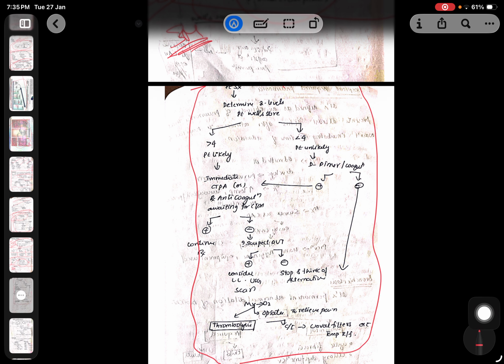So first you have to do the Wells score. Then you check the score. If it's more than 4, then it's likely.